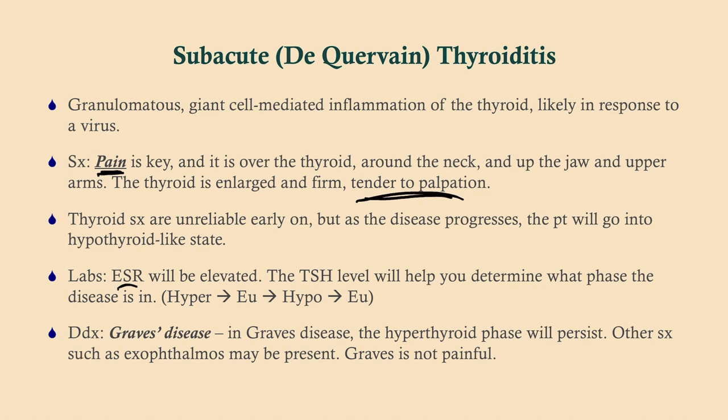Okay, so if you have a high TSH, you are in a hypothyroid phase. If you have a low TSH, you're in a hyperthyroid phase. And you can also get T3 and T4 if you want. The differential here is Graves' disease, particularly when you're in the hyperthyroid state. Now, Graves' disease will always be hyperthyroid because you have thyroid-stimulating antibodies or immune globulins.